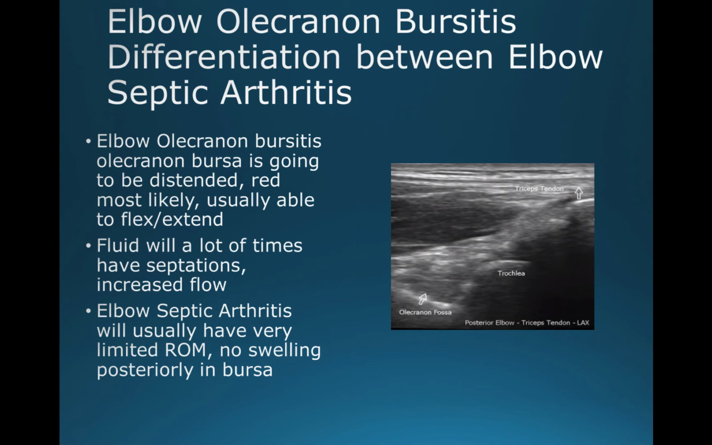The fluid will a lot of times have septations and increased flow, whereas elbow septic arthritis usually has a very, very limited range of motion, and you also have no swelling posteriorly in the bursa. So here is a good diagram of a triceps tendon, our trochlea, our olecranon fossa, and here's our joint.